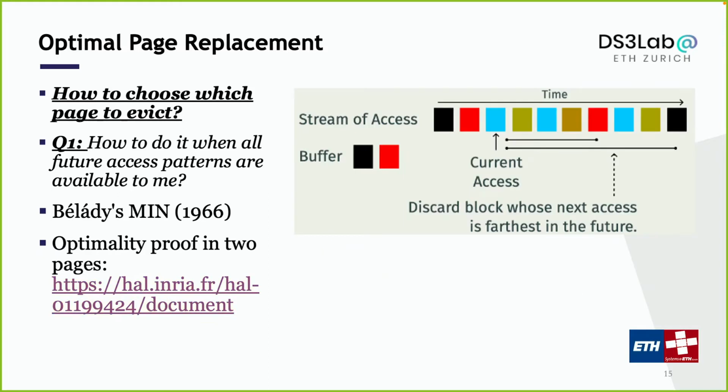Assuming you have this stream of accesses, okay? Because you know the future, like you know what's going to happen in the future. And at the current time point, I'm at the third access, which is this blue thing. I'm trying to read this blue page.